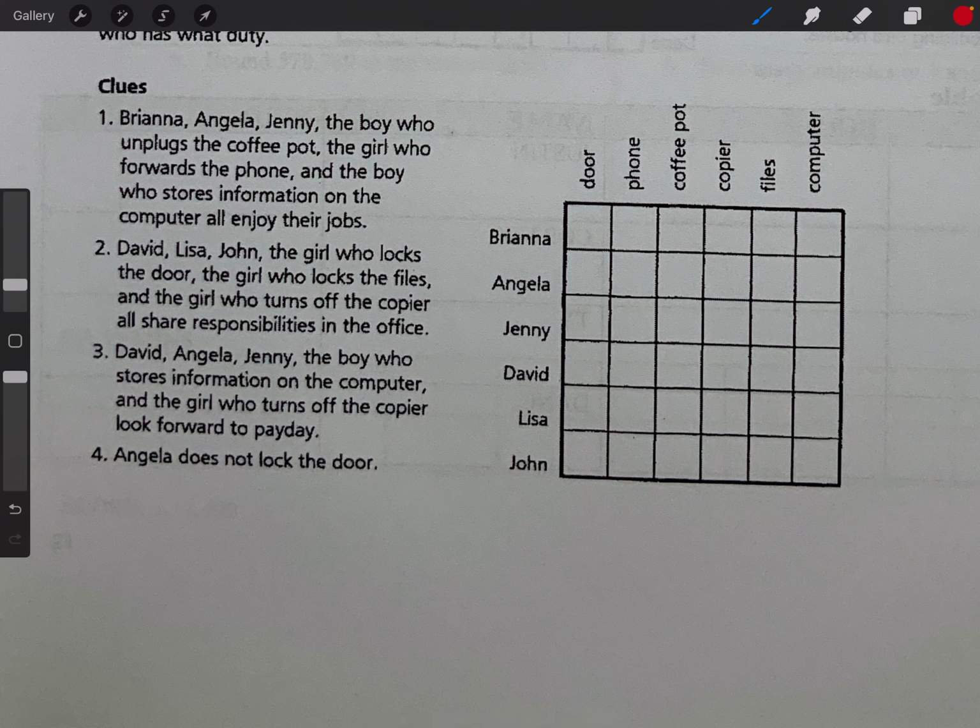Next one, let's see: Brianna, Angela, Jenny, the boy. Okay, so Brianna, I'm assuming that's a girl. Angela, girl. Jenny, girl. David, boy. Lisa, girl. And John, boy. Only 2 boys. Brianna, listed. Angela, listed. Jenny, listed. They're all listed. The boy who unplugged the coffee pot. That could be anyone.